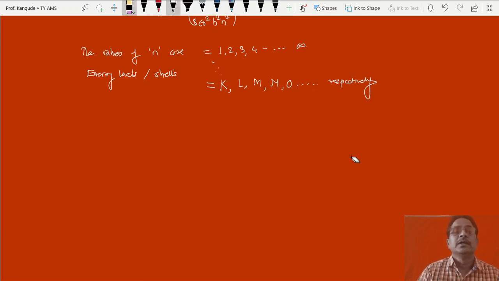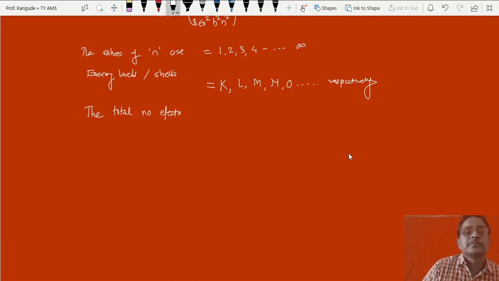Now let's come to this. So K cell, L cell, M cell, etc. are the cells whose nomenclature depends upon the n value. And also one more thing we have studied: the total number of electrons in a given cell is 2n square.